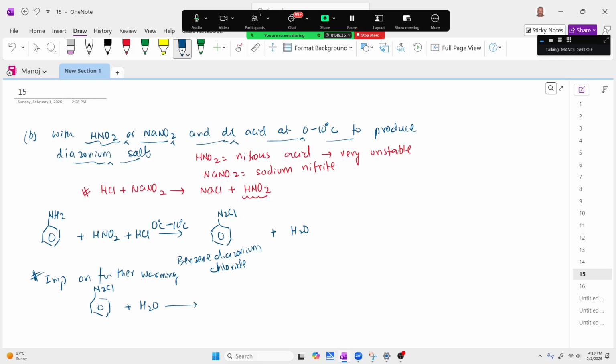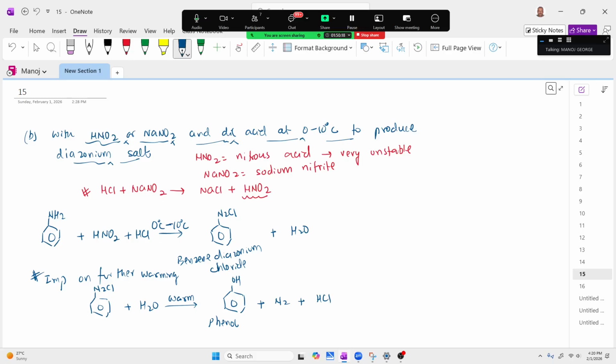The temperature must be maintained at 0 to 10. If the temperature slightly increases, the benzene diazonium chloride undergoes hydrolysis and starts to break up. It changes into phenol. That's how we end up getting phenol. The N2 comes out as nitrogen, and the H and the Cl connect together to form HCl. That's how you get OH on the ring. That's a very good reaction. Benzene diazonium chloride, I will teach you in the next class, is also used to make azo compounds. I'll tell you how they are formed. Azo compounds are used as dyes in the textile industry.